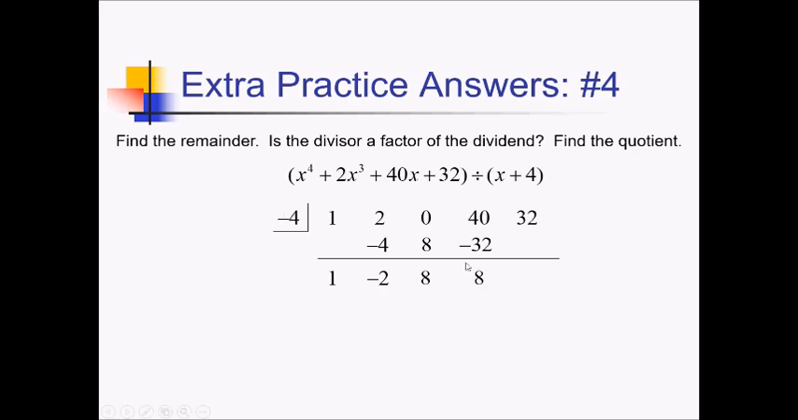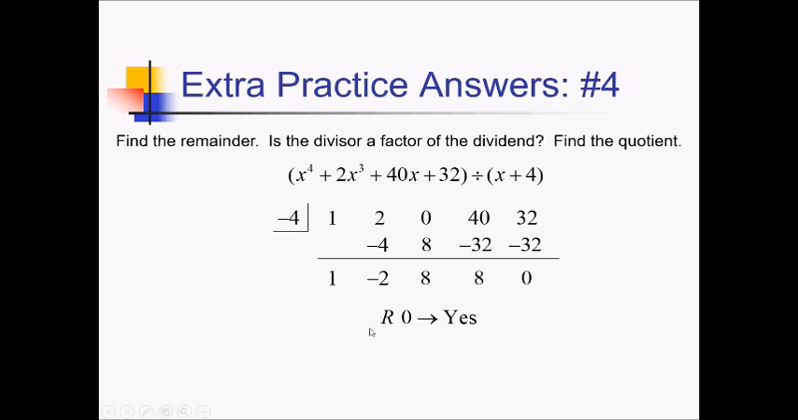Negative 4 times 8 is again negative 32. But 32 plus negative 32, that is 0. So we have a remainder of 0, that last number down there. That tells us that since it's 0, that means yes, x plus 4 is a factor of our polynomial.